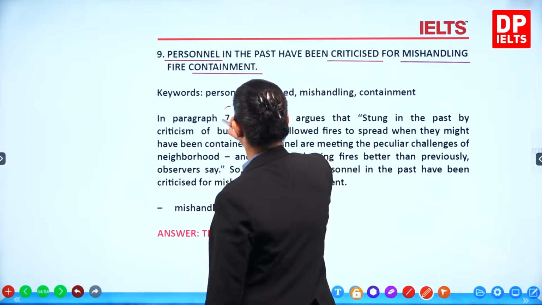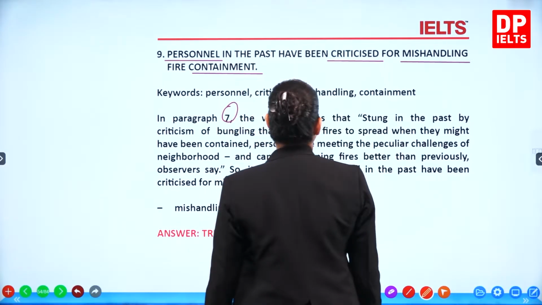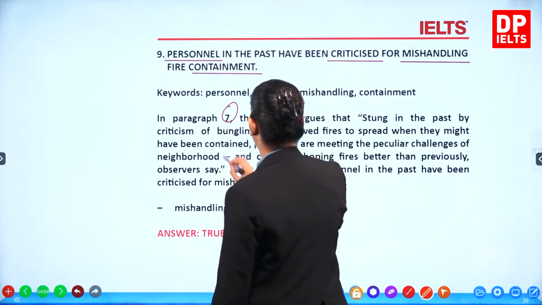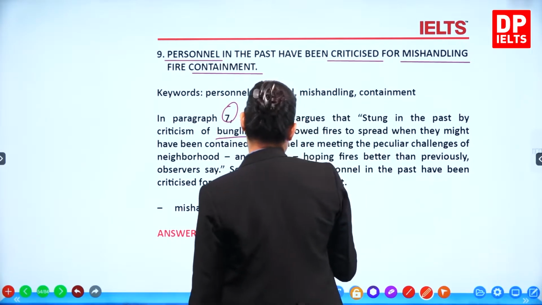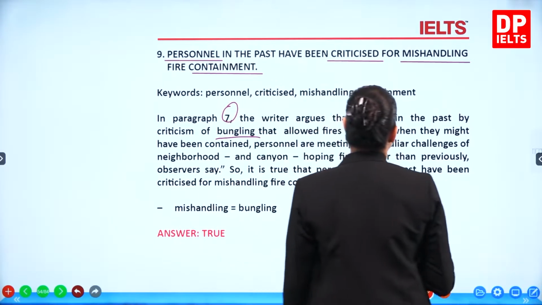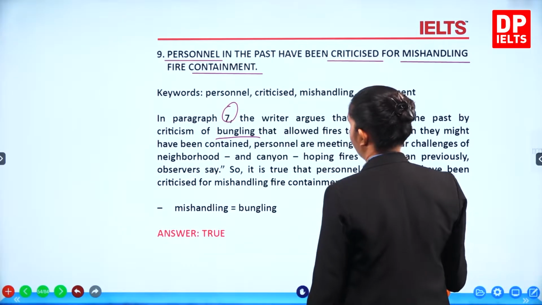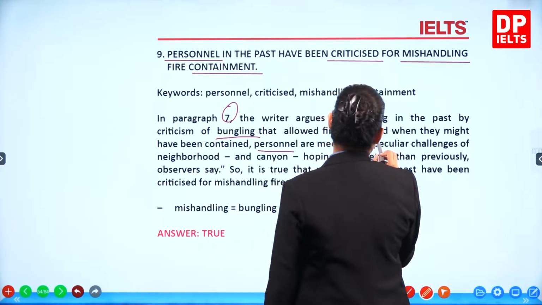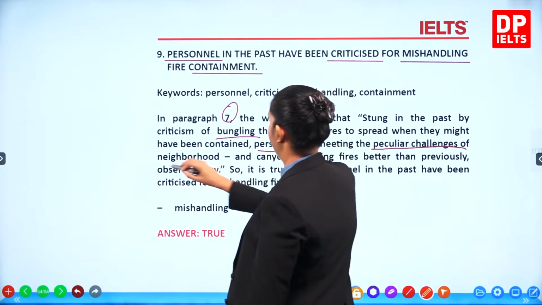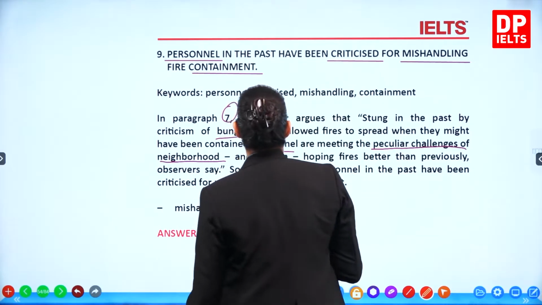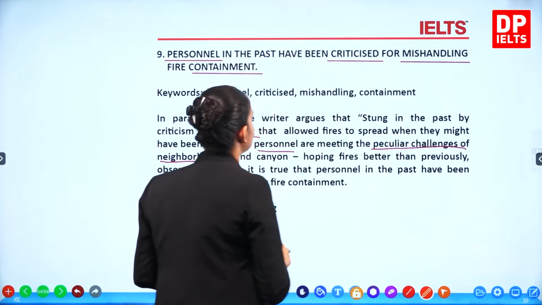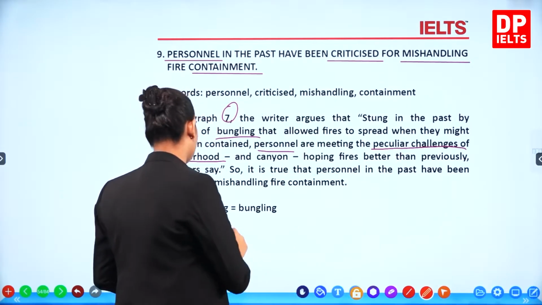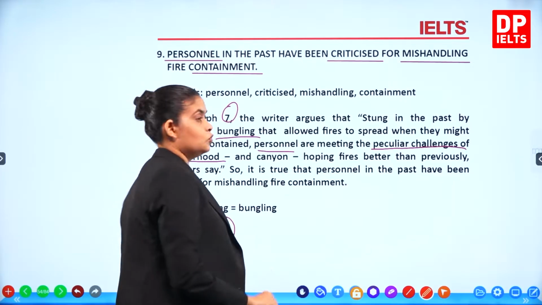Go to paragraph 7. The writer argues that in the past there was criticism of bungling. Bungling means mishandling that allowed fires to spread when they might have been contained. So yes, personnel in the past have been criticized for mishandling fire containment. Yes, okay, definitely. So the answer is true.